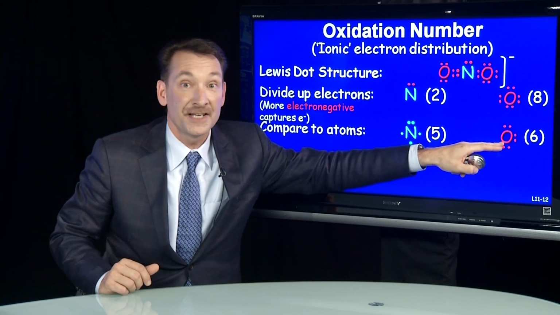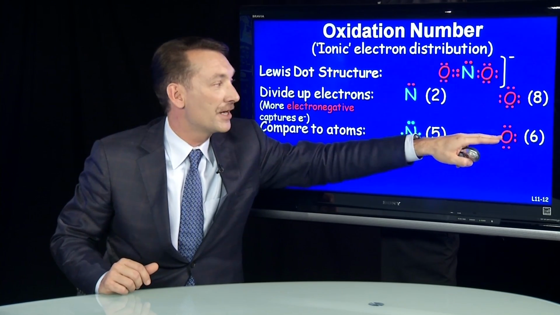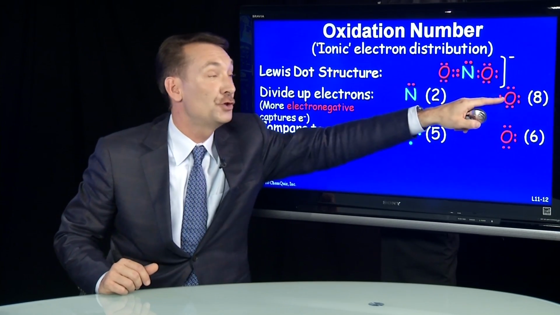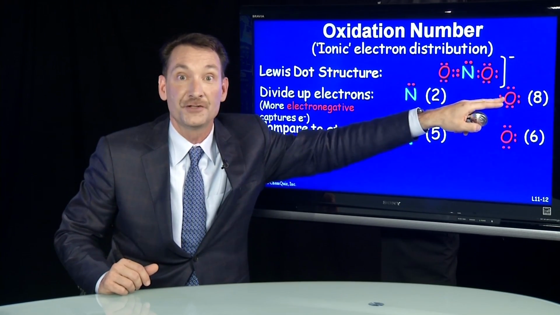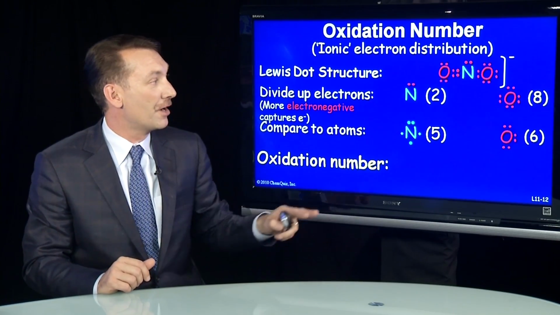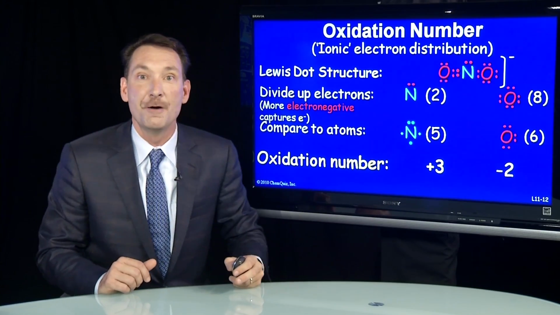Oxygen, 6 electrons in its valence shell as an atom. So comparing the oxygen in the atom to the oxygen in a molecule, it has 2 additional electrons. So it has an oxidation number of -2. The oxidation number of nitrogen, 3. The oxidation number of oxygen, -2.